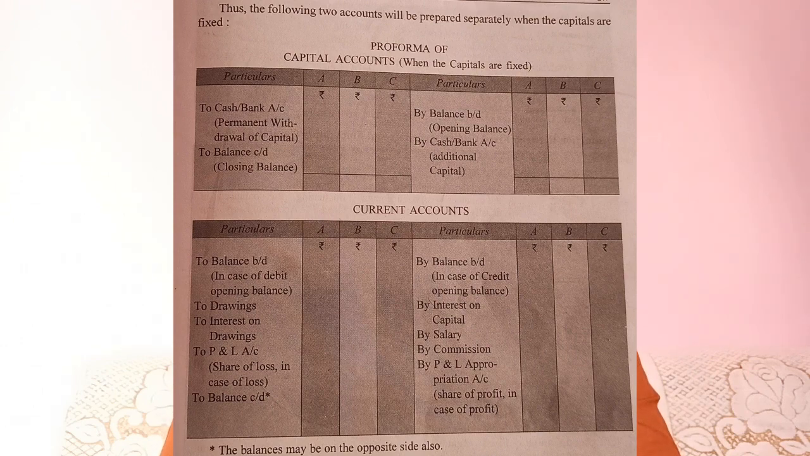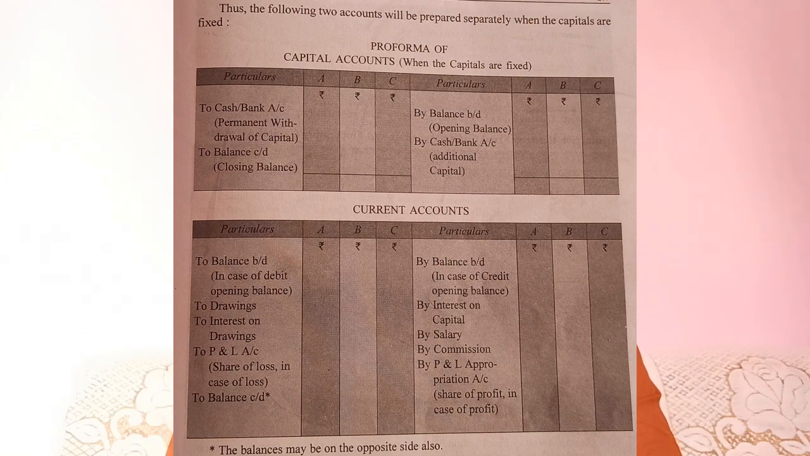First of all, we show the fixed capital account. In a fixed capital account, two accounts are prepared. First is the capital account, another one is the current account. In the capital account, there are two sides, one is debit, another one is the credit side. You can prepare a different capital account for each partner, or you can make one account for all the partners.